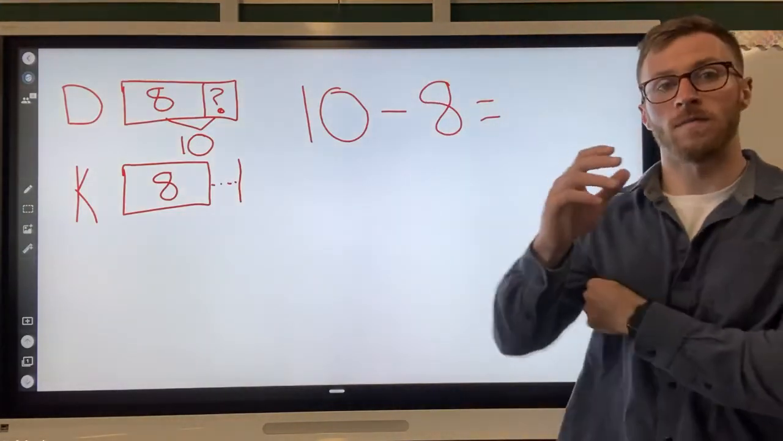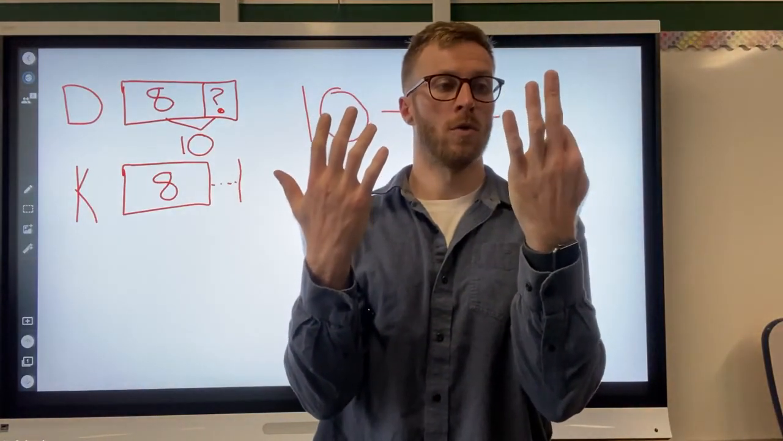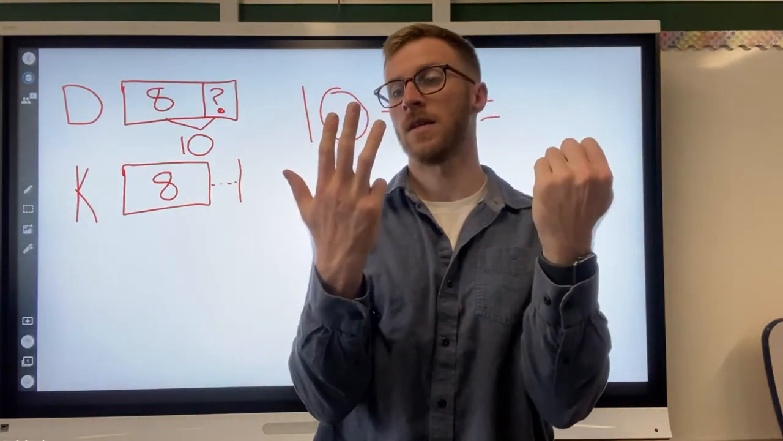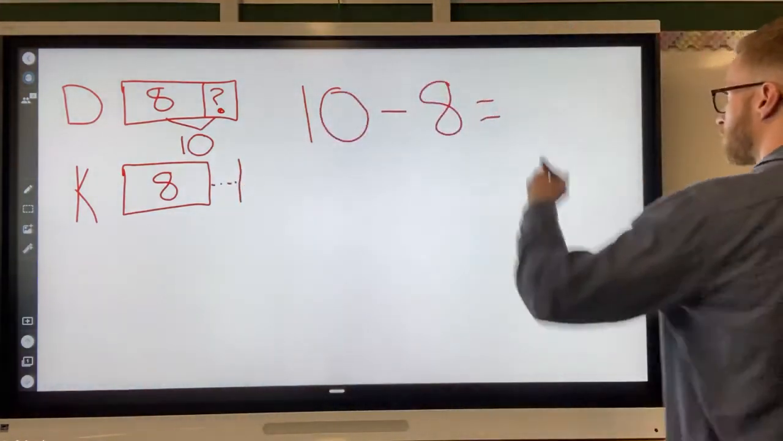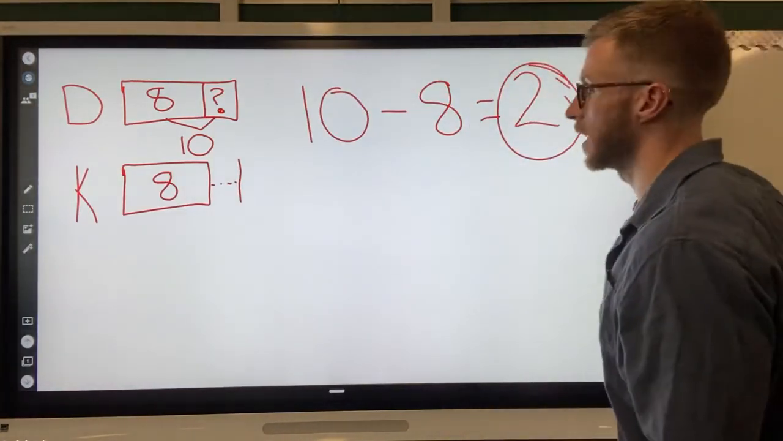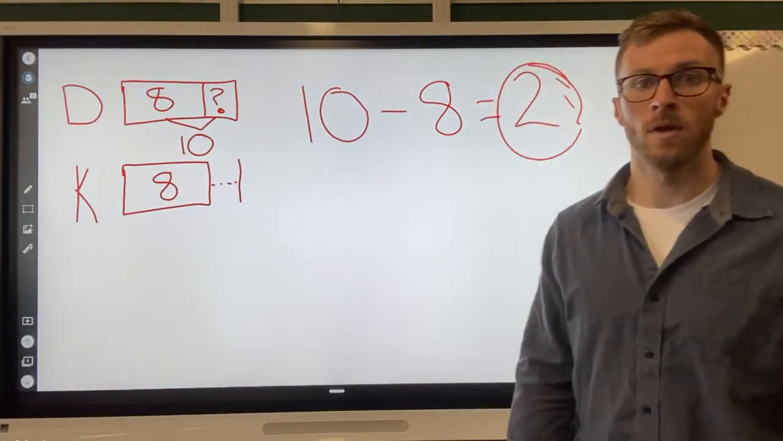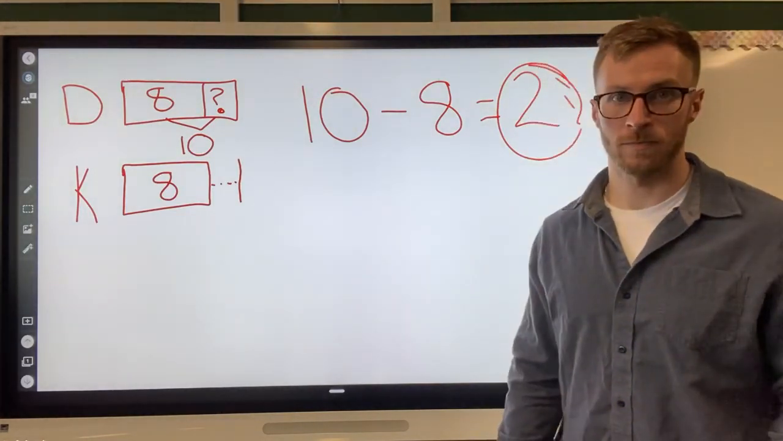So 10 minus 8. Well, we can go from 10, we can count back 8. Ready? 1, 2, 3, 4, 5, 6, 7, 8. We are left with 2. So that means Kiana's path was 2 minutes faster than Darnell's.